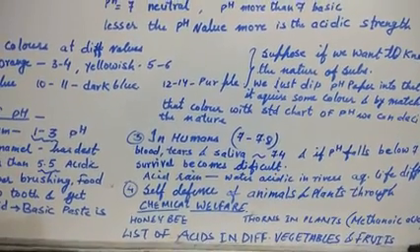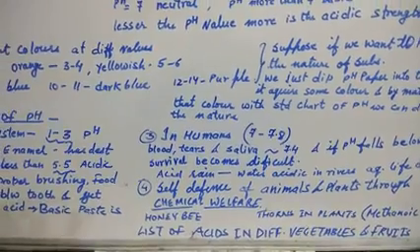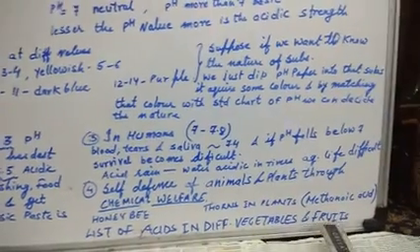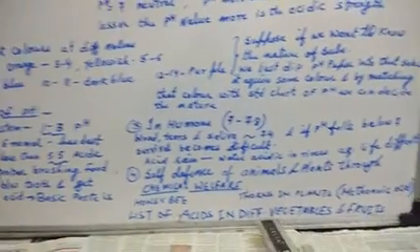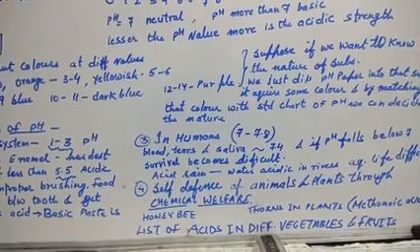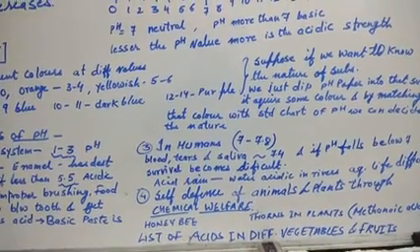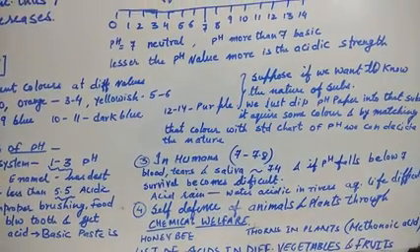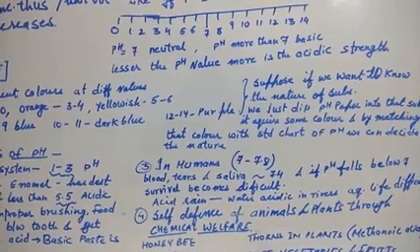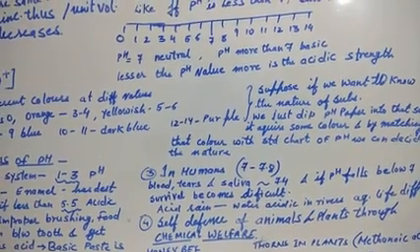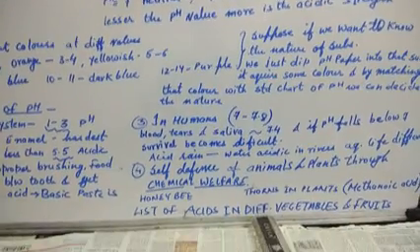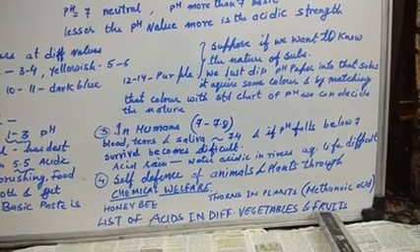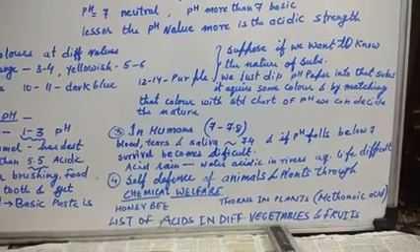And one more homework I am giving you, students, that you have to make a list of acids in different vegetables and fruits. It is given in the book. Like if I ask you which acid is there in tomato, it is oxalic acid. Tamarind, tartaric acid. Lemon, citric acid. So in this way, you have to learn all the acids in different vegetables and fruits. It can come in your board exam also.